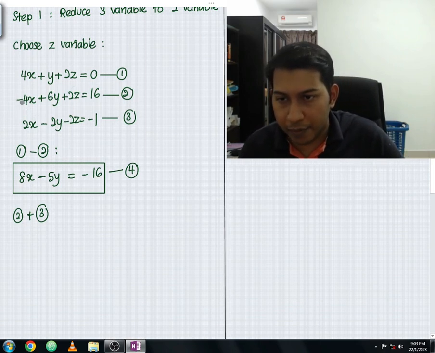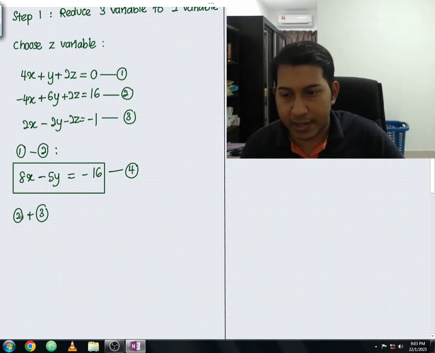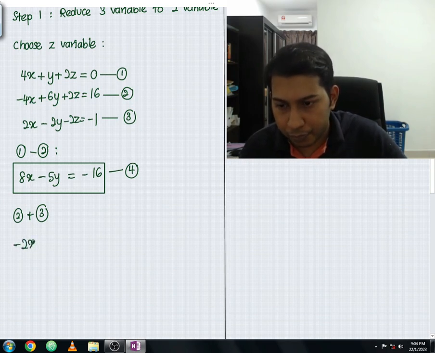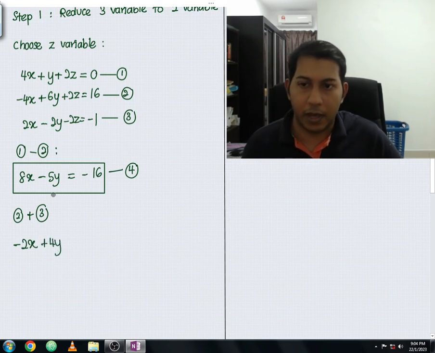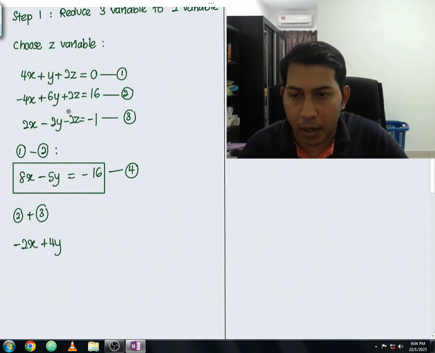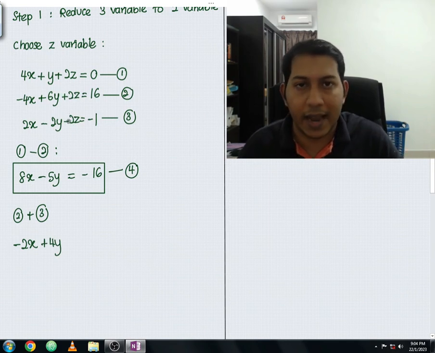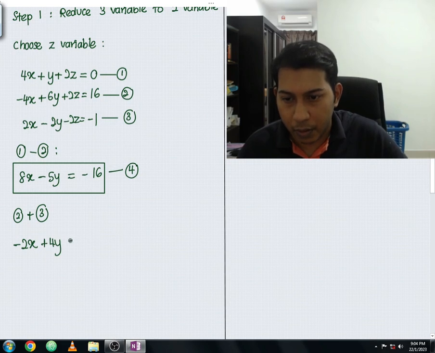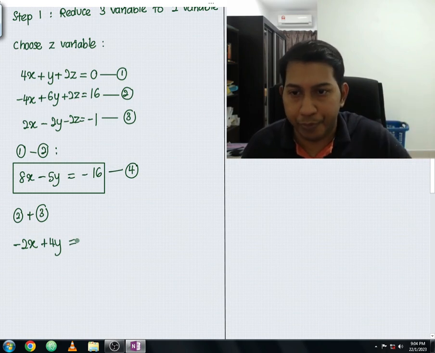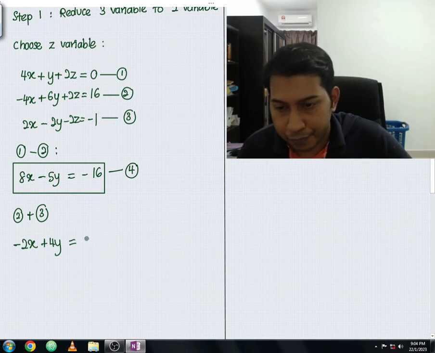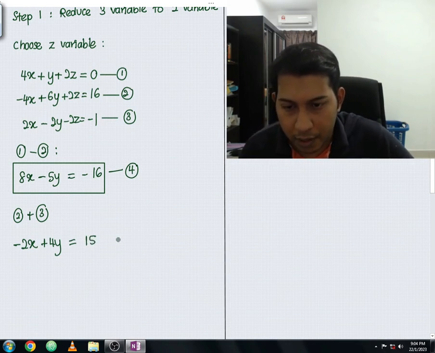From here, negative 4 plus 2, you get negative 2x. 6y plus negative 2y, you get 4y. 2z plus negative 2z, you get 0. So you're done with the left hand side. Let us move on to the right hand side. 16 plus negative 1, you should get 15. So this is your fifth equation.